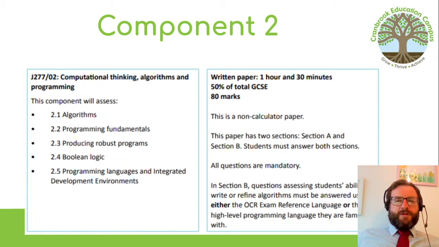Component 2 is more about programming. We learn about algorithms, so how to create flowcharts and represent our programs before we build them. Programming fundamentals, lots and lots and lots of programming. Producing robust programs, so how we make programs maintainable and be suitable for development in the future. Logic gates, Boolean logic, and also programming languages and IDEs, integrated development environments, which are the pieces of software we use to code. And there are loads of different pieces of software we can use to develop Python code. So we'll look at the advantages and disadvantages of those.